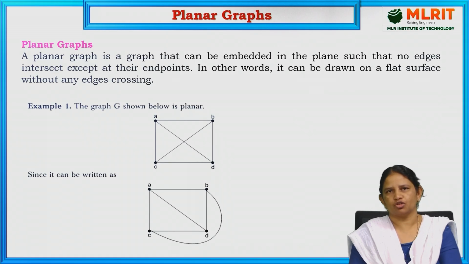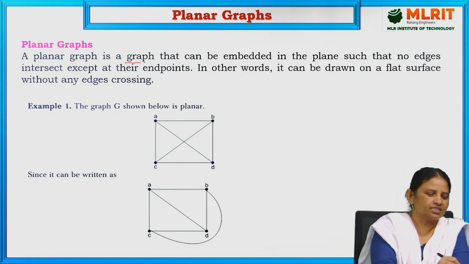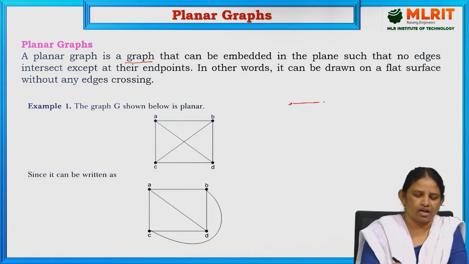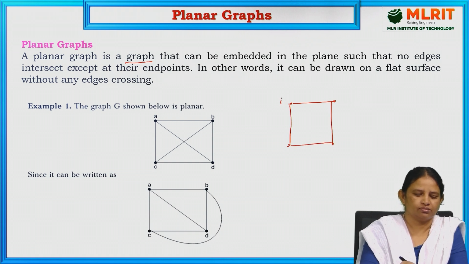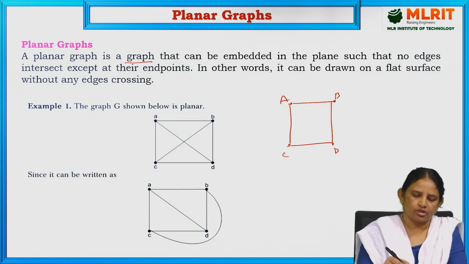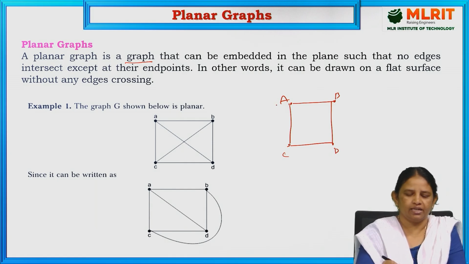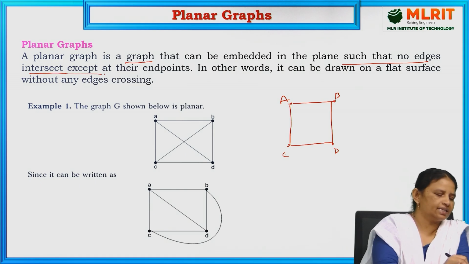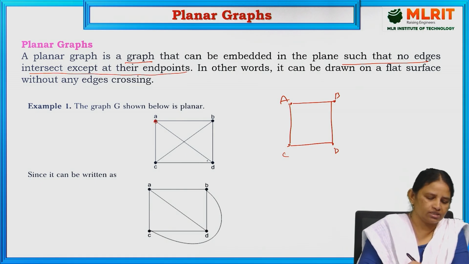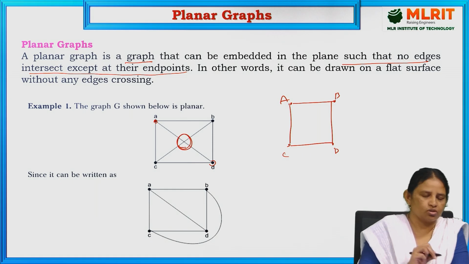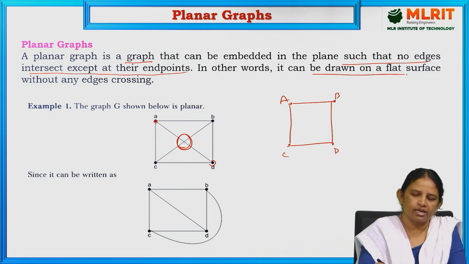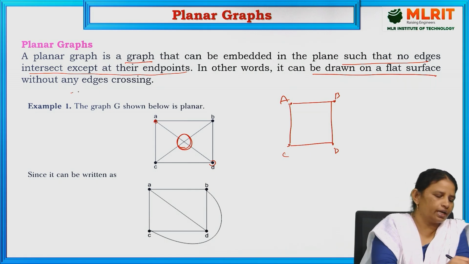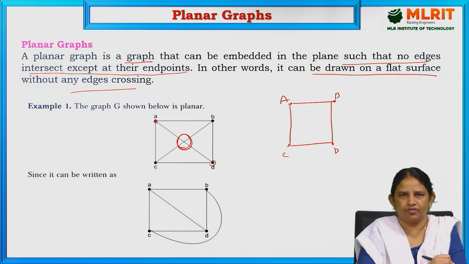So what is the definition of a planar graph? Normally, what is a graph? A graph consisting of edges and vertices. It is a graph because it contains vertices and edges. A planar graph is also a graph which can be drawn on the plane such that no edges intersect except at their endpoints. Remaining edges should not cross each other. In other words, it can be drawn on a flat surface without any edges crossing. That is the definition of a planar graph.